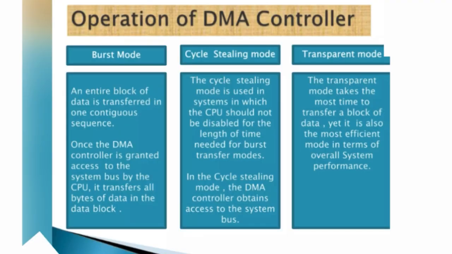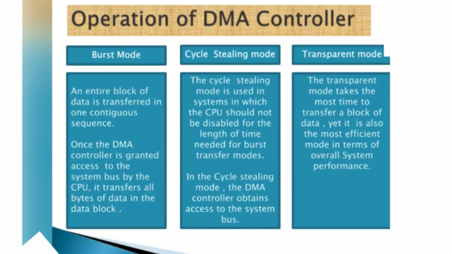Operation of DMA control. Burst mode. An entire block of data is transferred in one contiguous sequence. Once the DMA controller is granted access to the system bus by the CPU, it transfers all bytes of data in the data block.